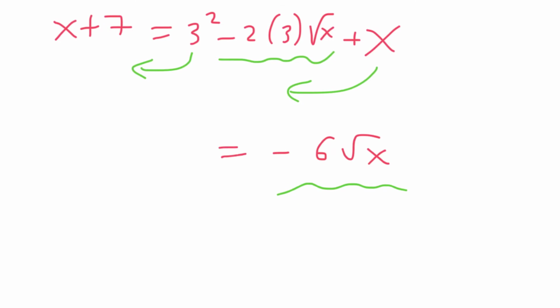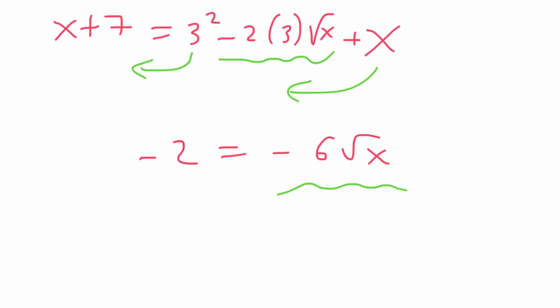Okay. And the x will go there, and when this x goes there, it becomes minus x. X and minus x becomes 0. So there are no more x's on the left side. And when a 9 goes there, it becomes minus 9. And minus 9 and 7 become minus 2. So that's now the equation. Very simple linear equation, minus 2.